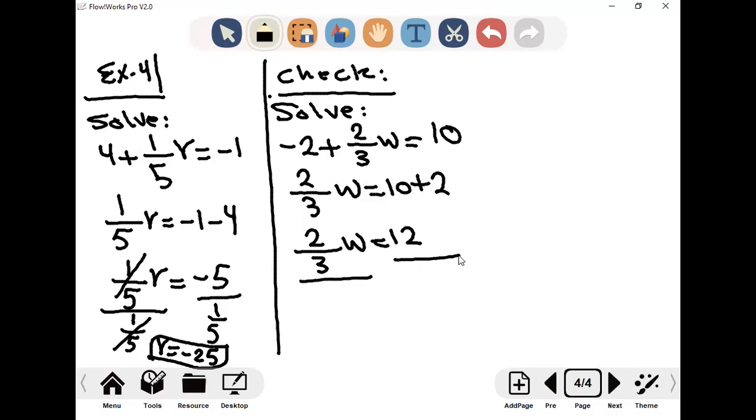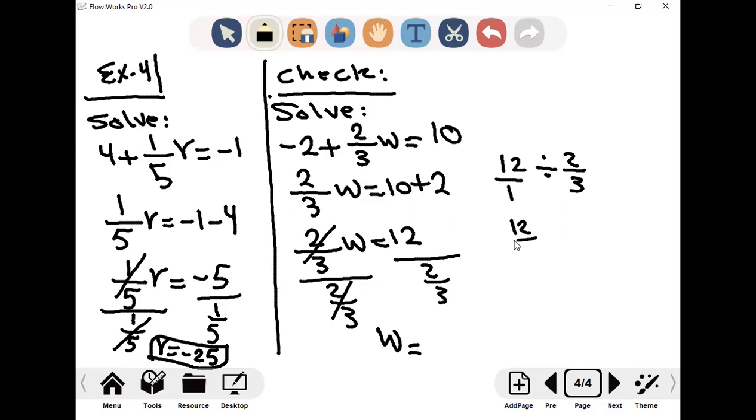Now the coefficient is 2/3. So I will divide both sides by 2/3. These are gone, right? So W equal. Now I will go here, 12 divided by 2 over, this is over 1. So 12/1 multiply 3/2. 12 multiply 3, 36. Divided by 2 equal 18.